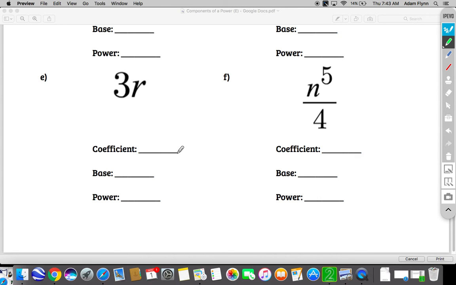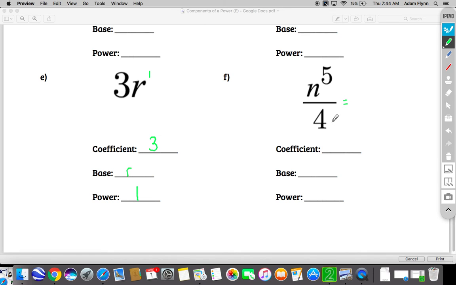For E, our coefficient is going to be 3. Our base is clearly r. And for our power, we don't have a number up here. When there appears to be no number up here, that is the same thing as having your base to the first power. So our power is 1.